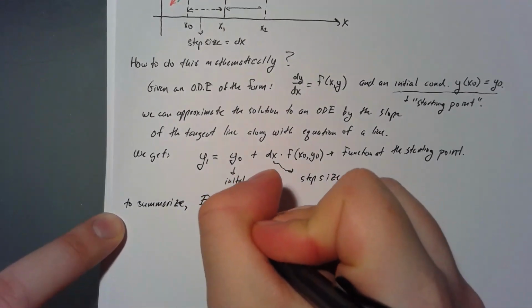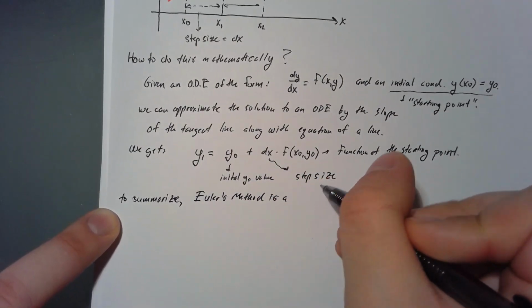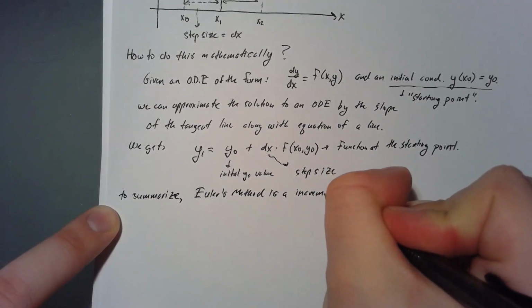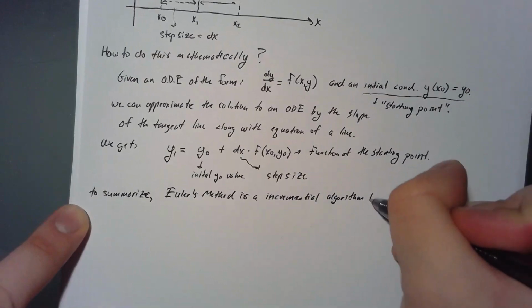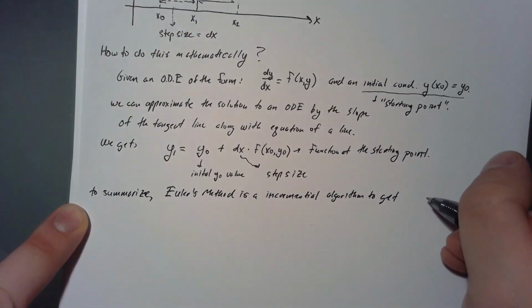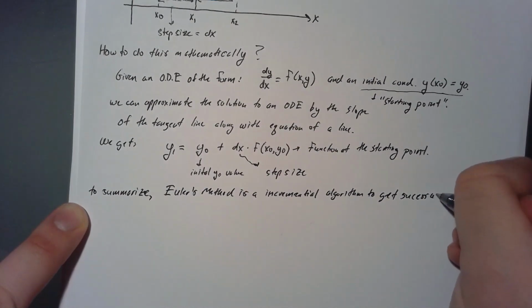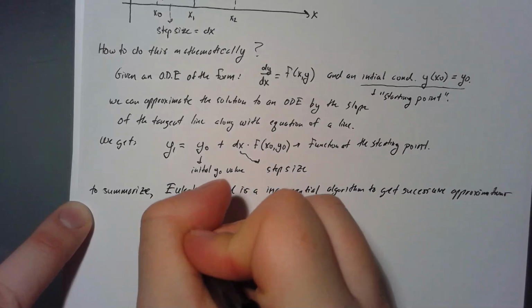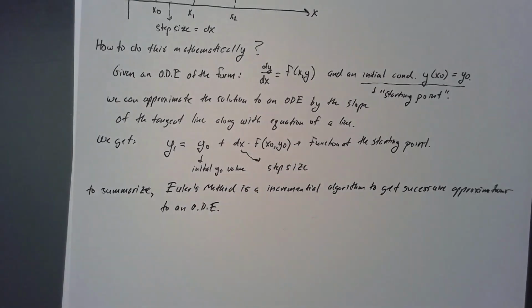Euler's method is an iterative, or I'll say incremental, algorithm to get successive approximations to an ODE. So this is the word successive.